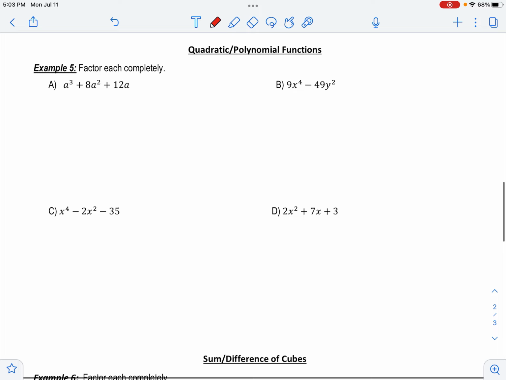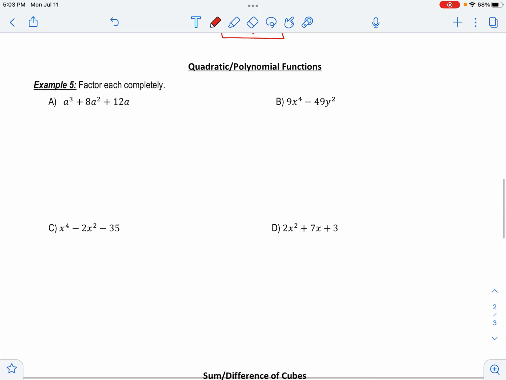All right, next we're going to be talking about quadratic and polynomial functions. In these 4 problems, we want to factor each completely. So I'll be going through the steps of factoring. You might want to jot them down if you don't have them memorized, because it is a process that you do want to go through each time you're factoring. I'm going to say it out loud. If you want to write it down, you can.